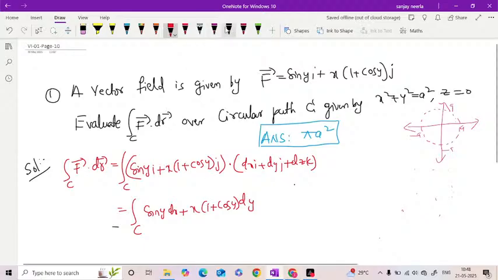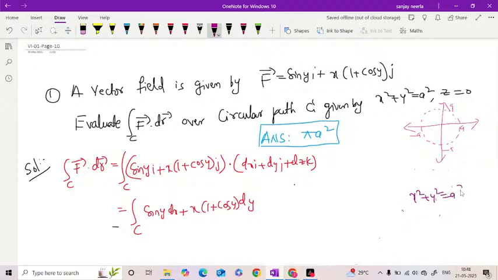And what is the path here? The given path is x square plus y square is equal to a square, and the z value is 0, so here there is no z. Or you can take, suppose x is equal to under root of a square minus y square. You can easily convert into in terms of y. By taking y is equal to under root of a square minus x square, we can easily convert into in terms of x. Which one is the best, or is there any alternative approach for solving this problem?